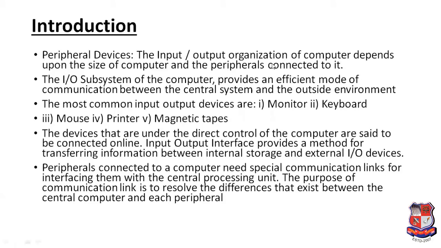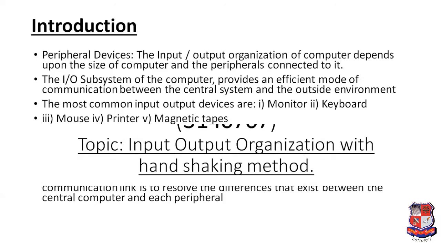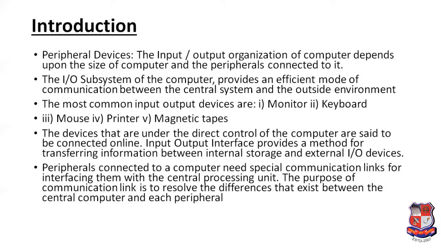What are input-output devices? The input or output organization of a computer depends upon the size of the computer and the peripherals connected to it. The I/O subsystem of the computer provides an efficient mode of communication between the central system and the outside environment. The most common input-output devices are monitor, keyboard, mouse, printer, and magnetic tapes. The devices that are under the direct control of the computer are said to be connected online.